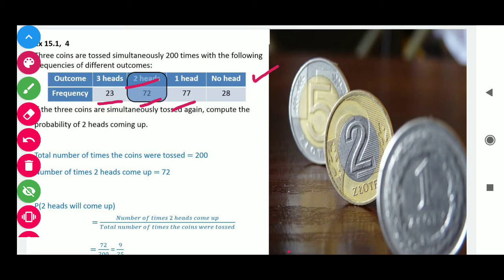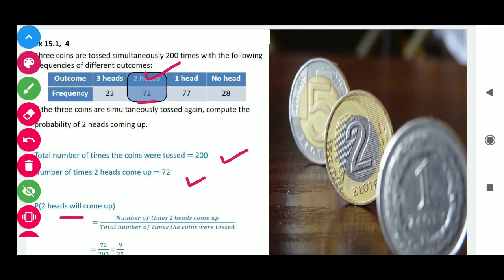If the 3 coins are simultaneously tossed again, compute the probability of 2 heads coming up. So students, if we toss 3 coins together again, then compute the probability of 2 heads coming up. We need to find the probability of 2 heads coming up. Total number of times the coins were tossed is 200. So students, number of times 2 heads comes up is 72. You can see from the table. We need to find the probability.